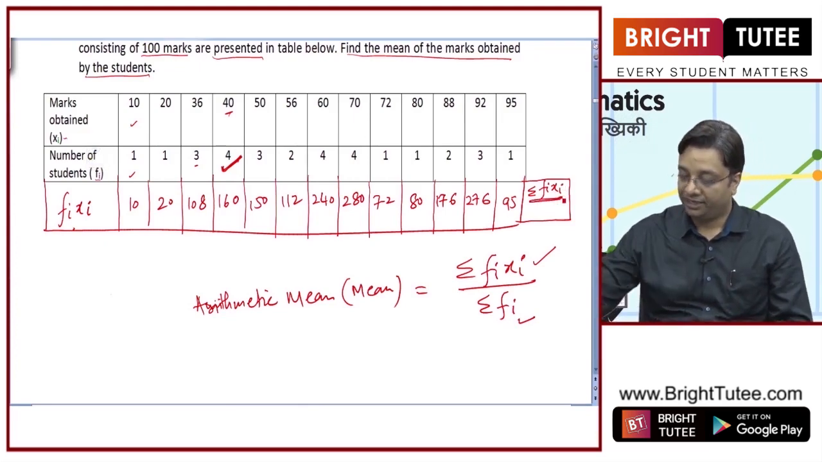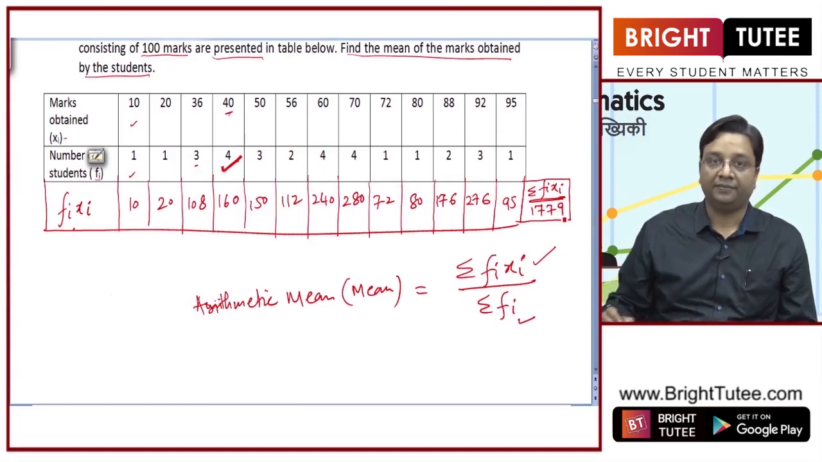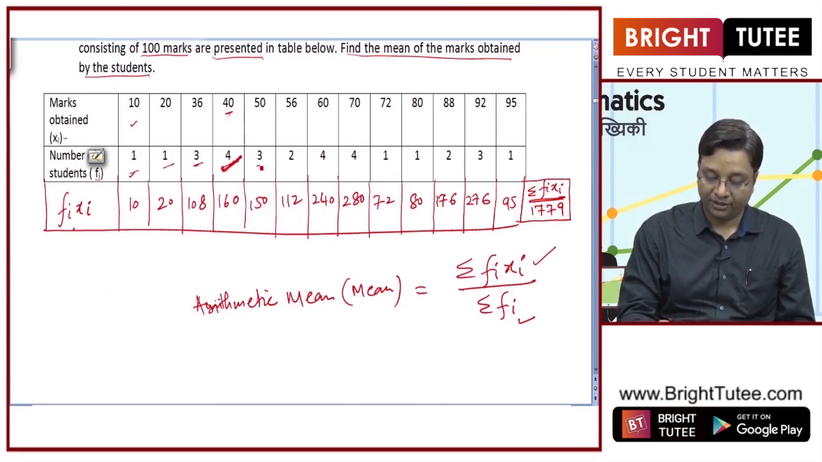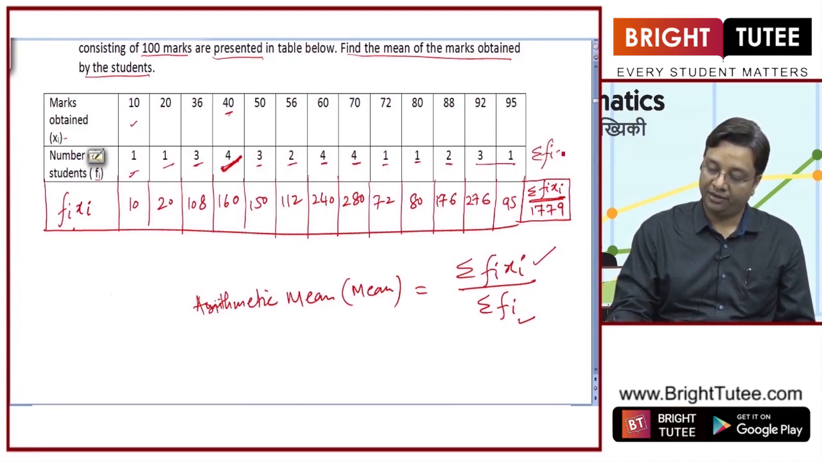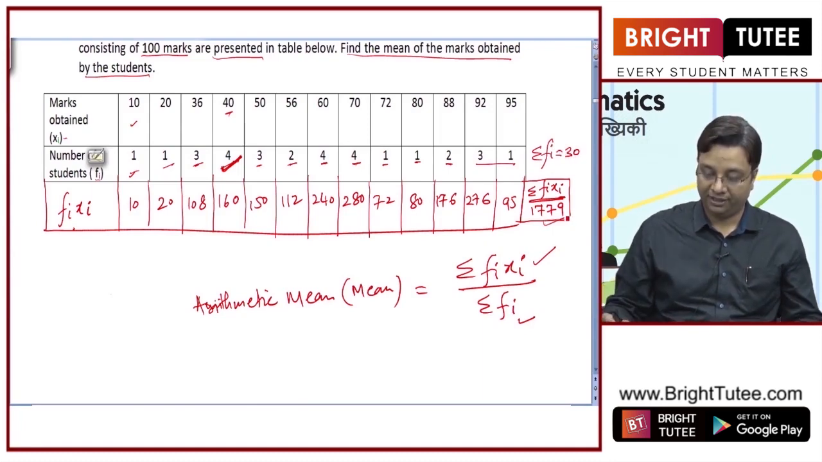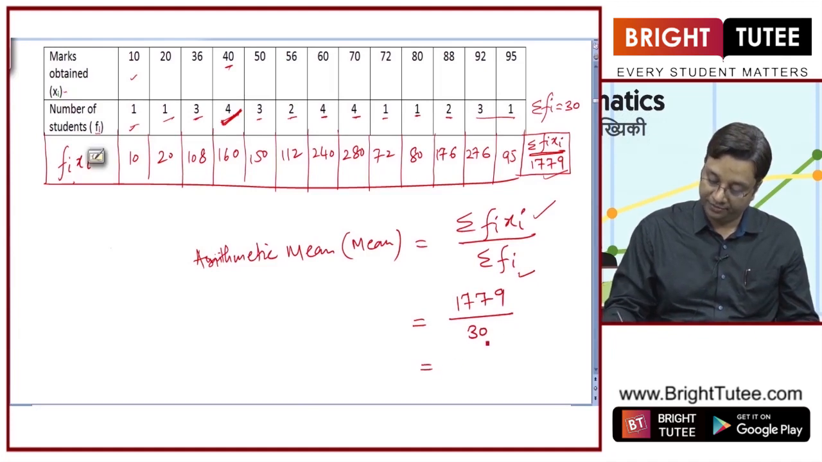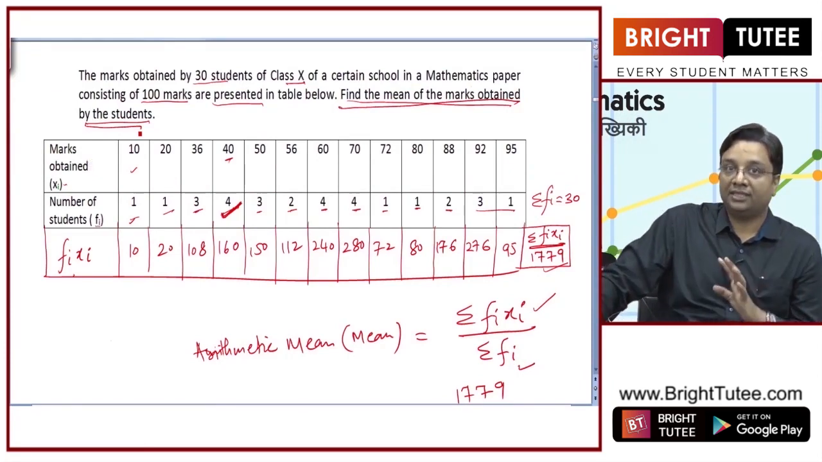Now you need to add these. I'll write the total directly here, which is 1779. And the number of students we can add here: 2, 5, 9, 12, 14, 18, 22, 23, 24, 26 and 4, 30. So sigma fi is 30, sigma fi xi is 1779, hence the mean is 1779 divided by 30, which is 59.3. So this is the mean of the marks obtained by the students of class 10th, right?